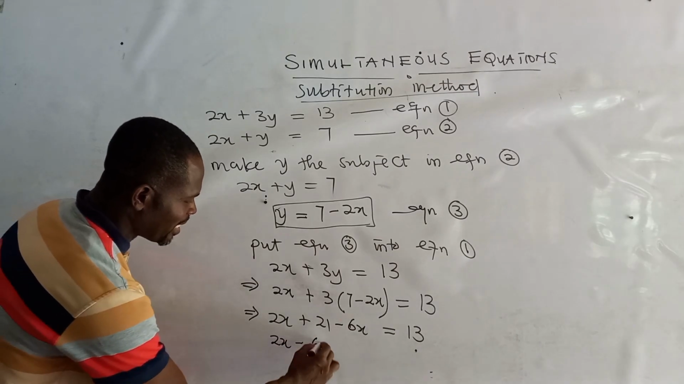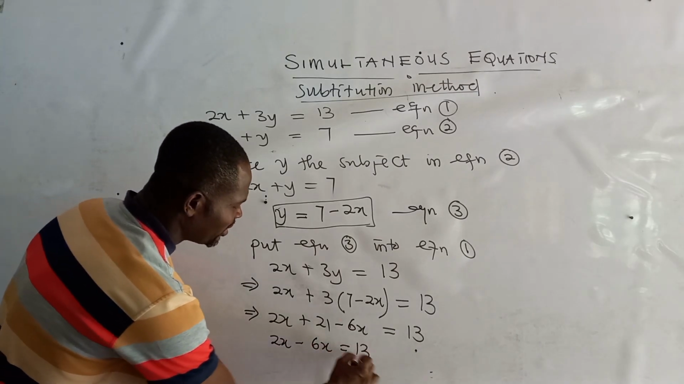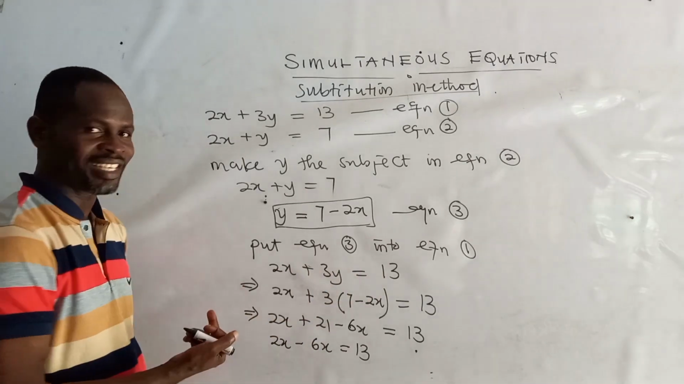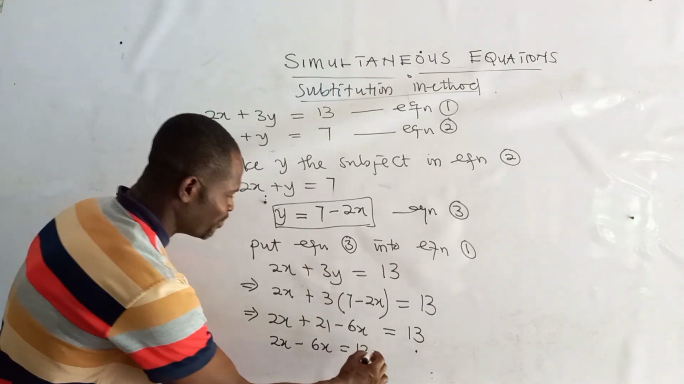Minus 6x, which is equal to 13, and the 21 has to go to where the 13 is. So it becomes 13 minus 20.